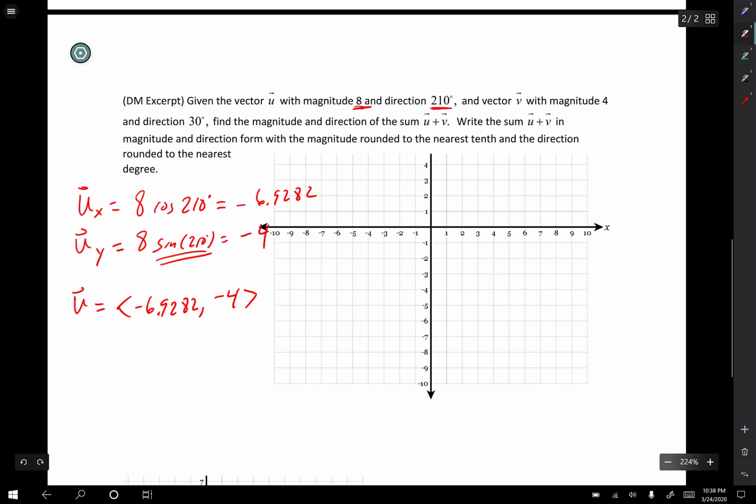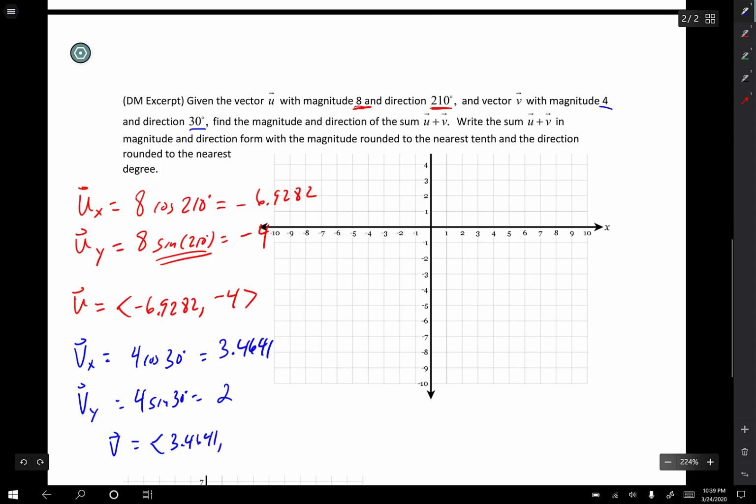All right, now I'm going to do vector v. And I'm going to see if I can use a different color here. So the x component of vector v is, let's see, 4, direction 30. So 4 cosine 30 degrees. I know that cosine 30 is square root of 3 over 2, guys, but I'm doing this in decimal because it says nearest tenth. So that's 3.4641. And then v in the y, that's just 4 sine 30. Sine 30 is a half, so it's going to be 2. All right, so my vector v in component form is 3.4641, comma 2.